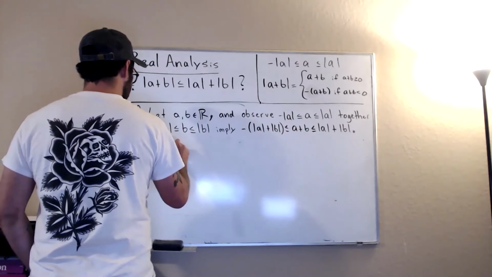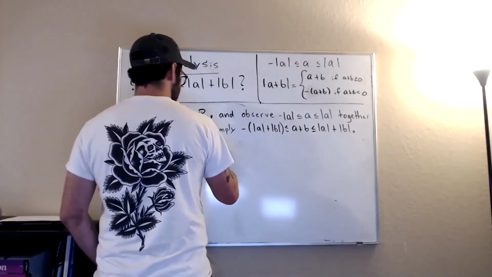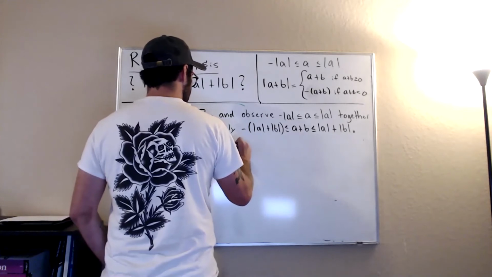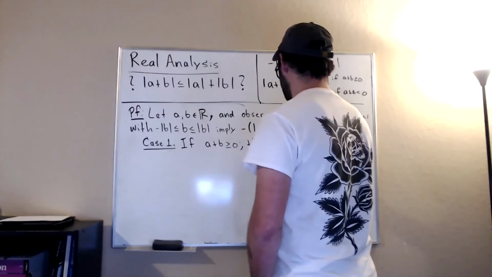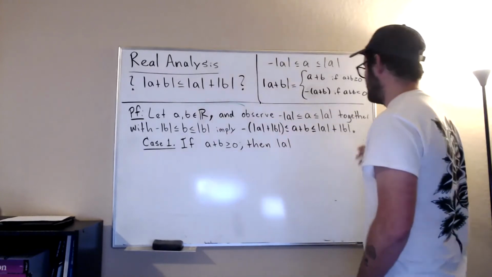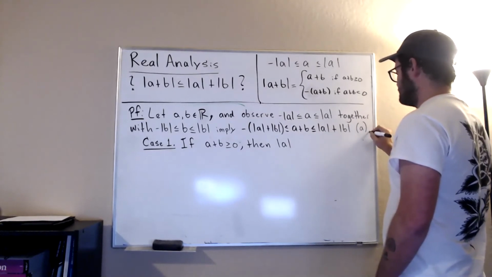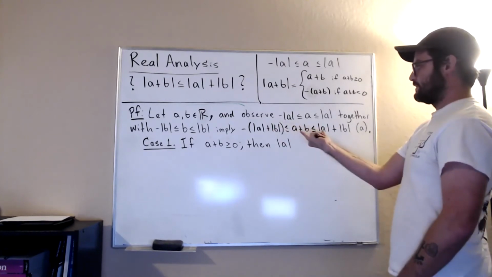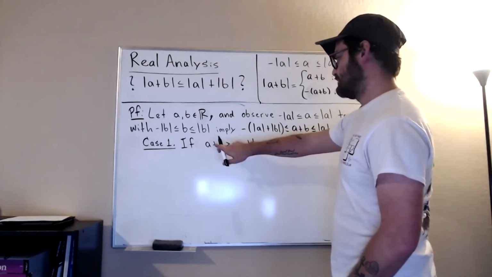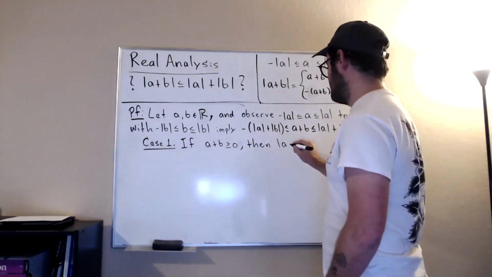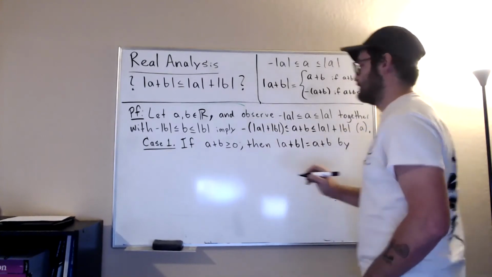case one. If A plus B is greater than or equal to 0, then the absolute value of A. Oh, I'm going to give this inequality a label. Call it A. You can do that, by the way. Write down an inequality and give it a label, so you can reference the inequality later in the book. So if this is a non-negative quantity, then by definition, this. That's by definition.